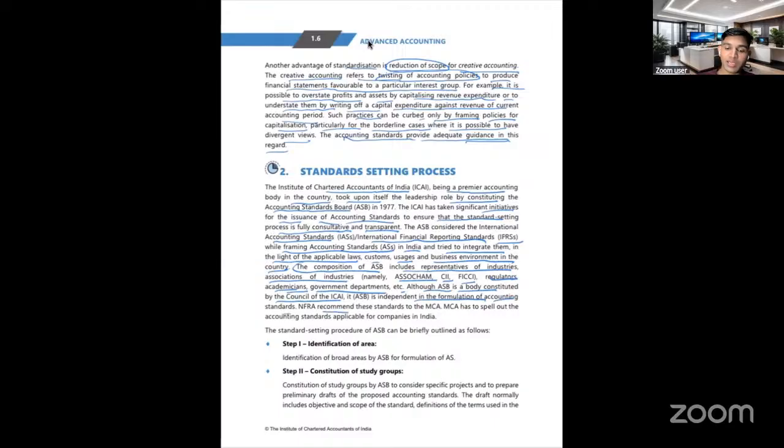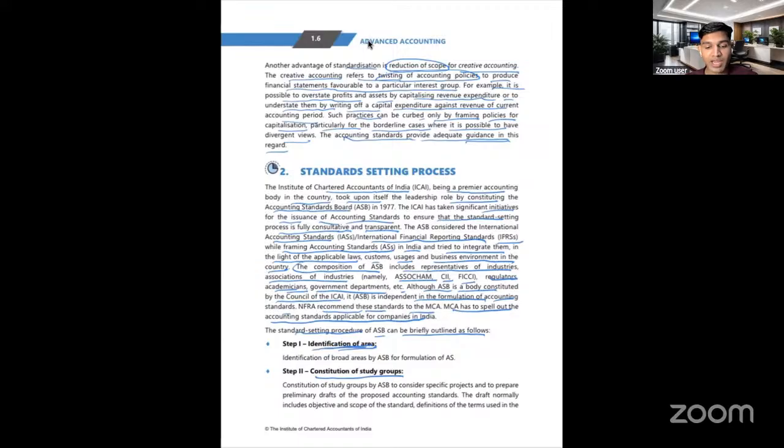NACAS recommends these standards to the MCA, and MCA has to spell out the accounting standards applicable for companies in India. The standard setting procedure of ASB can be briefly outlined as follows. Step 1, identification of area. Step 2, constitution of study groups.